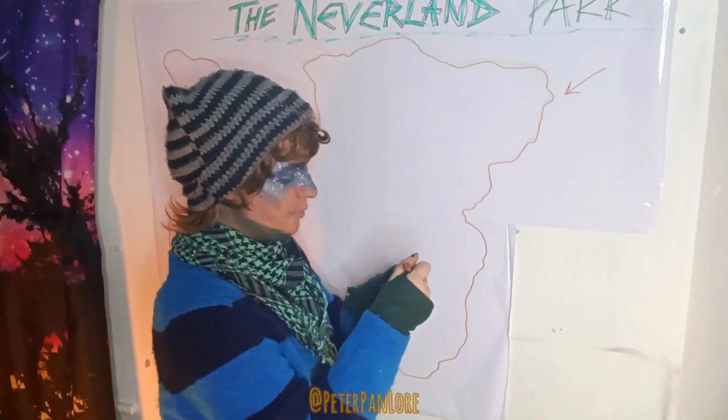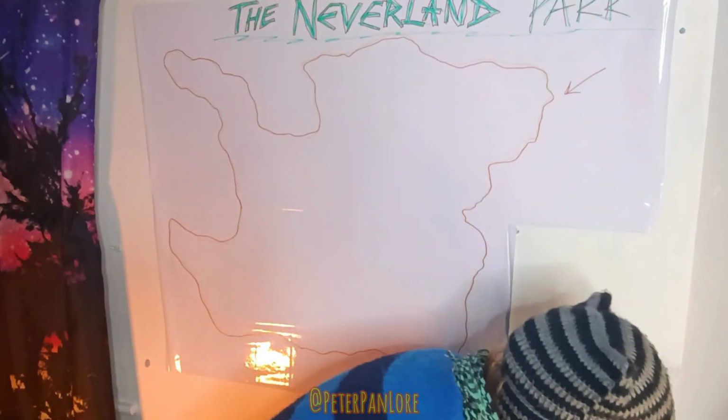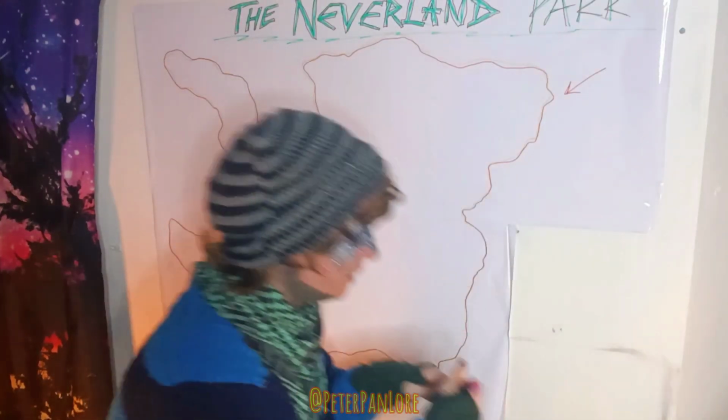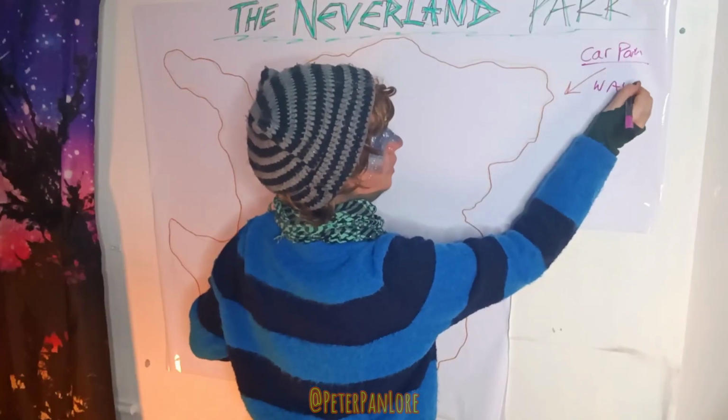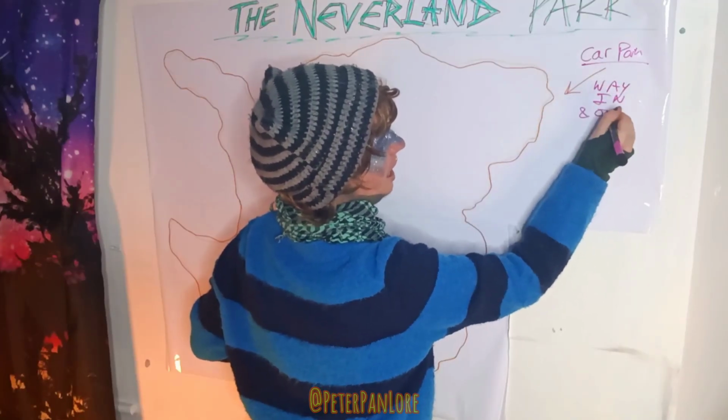So we shall label this. I want to use a different color. Let's use this color, this looks like a nice color. All right, this is the way in and out.